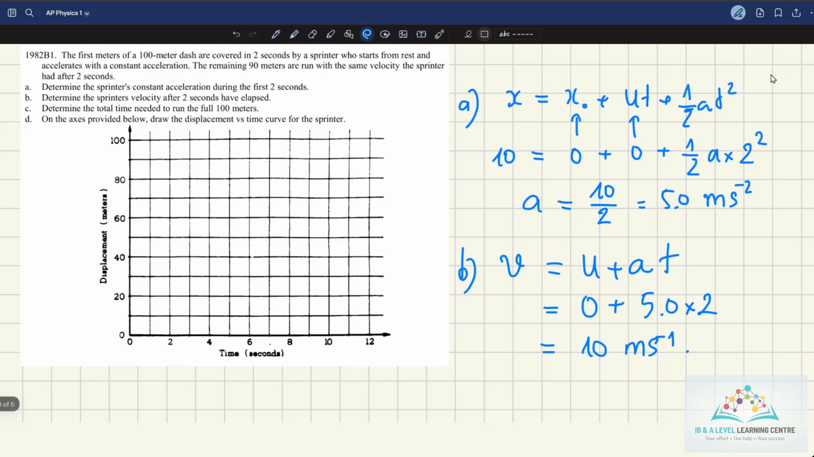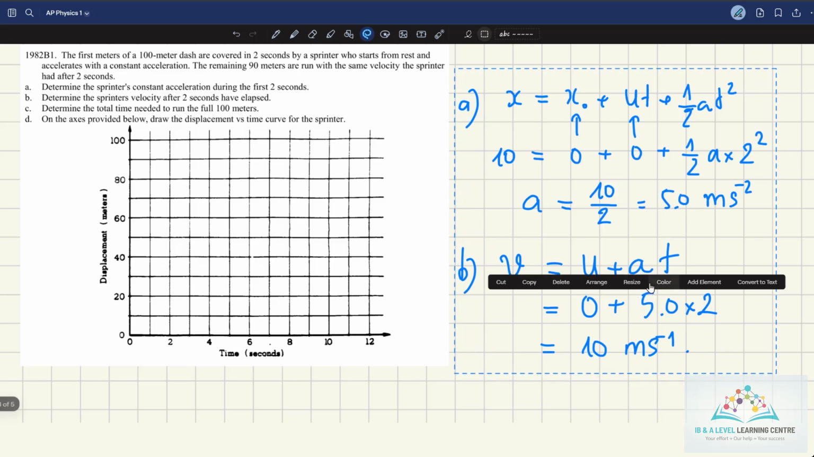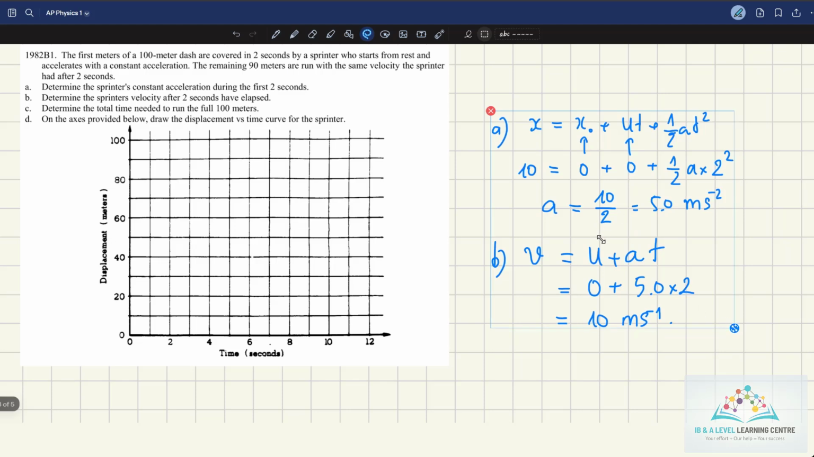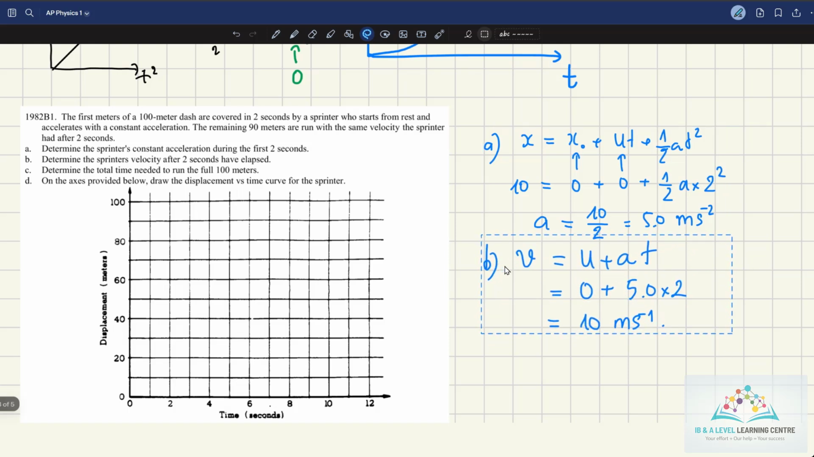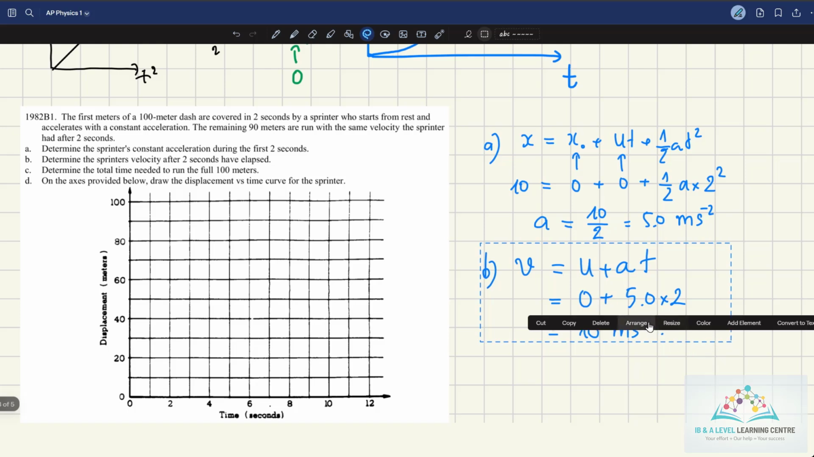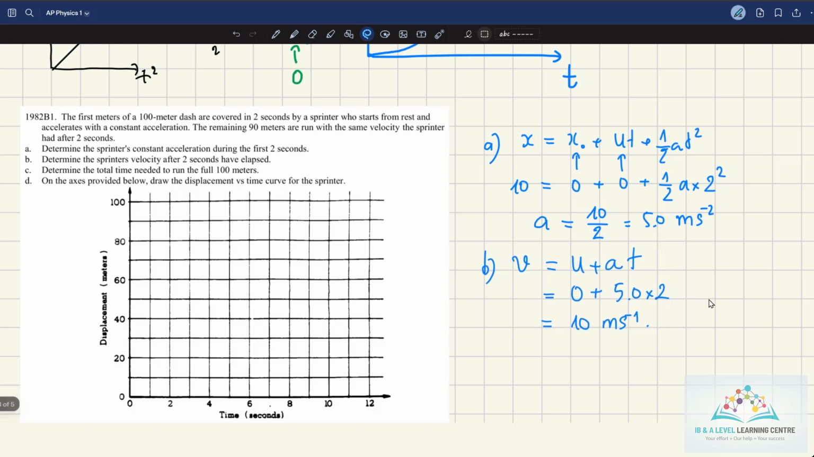Determine the total time needed to run the full 100 meter. We know that the time taken for the sprinter to run the first 10 meter is 2 seconds. It is already given in the statement of the problem. So now we only need to calculate the time he runs the last 90 meter with the constant velocity, 10 meter per second. The time to run the last 90 meter is simply 90 divided by this constant speed 10. We have 9 seconds. Adding the initial 2 seconds taken to run the first 10 meter, we get the total time, which is 11 seconds.